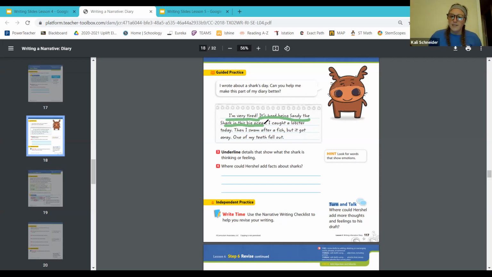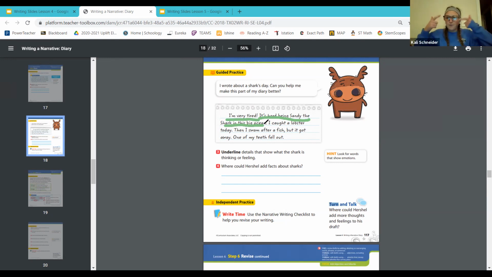All right, and how could Herschel use more details to describe Sandy's teeth? Well, it says at the end, one of my teeth fell out. What's one of the facts that we learned? Right, we learned that sharks have a lot of teeth, and if they lose one, they get a brand new one that pops right up, right? So he could say what happens after his tooth fell out, or maybe what he was chomping on when he lost his tooth.